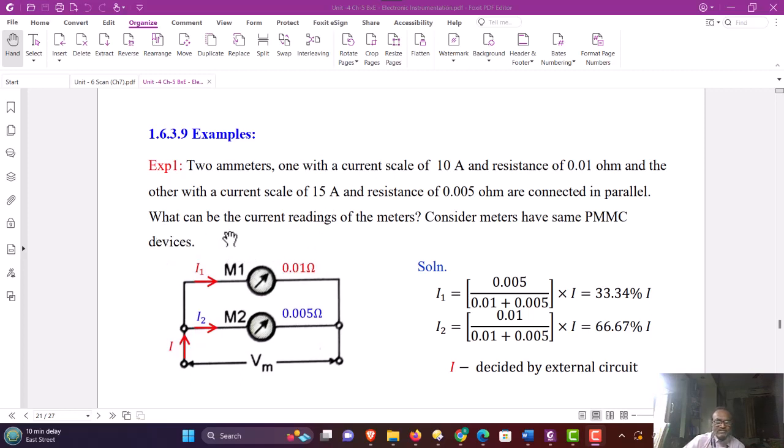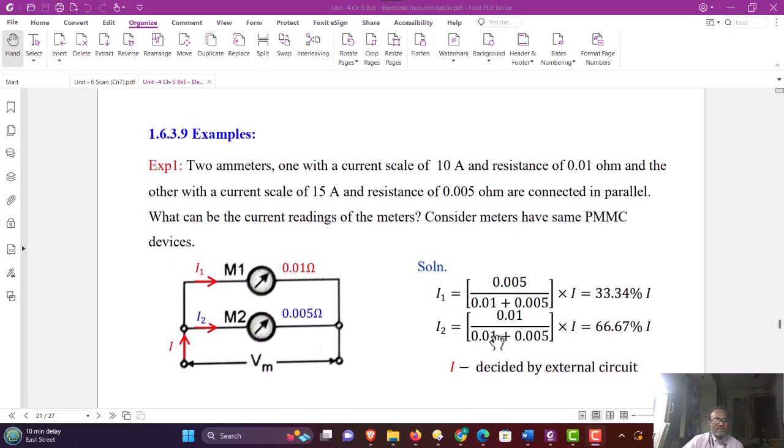And what is to be obtained? When these meters are connected in parallel with two different internal impedances, how much reading does meter 1 show and how much reading does meter 2 show, that means how much current meter 1 is sharing and how much current meter 2 is sharing.